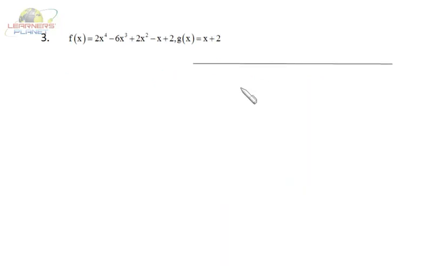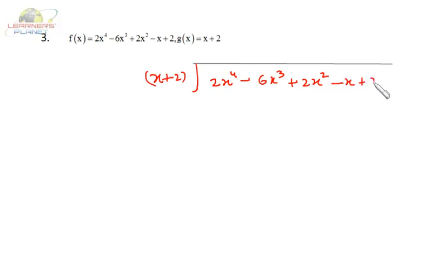Now in this question, f(x) is 2x4 minus 6x cube plus 2x square minus x plus 2, and g(x) is x plus 2. Now let's find out the remainder with actual division. So I put x plus 2 over here and I write 2x4 minus 6x cube plus 2x square minus x plus 2. Now I wish to get 2x4. I am having x, so I need to multiply it by 2x cube. So 2x cube into x is 2x4.